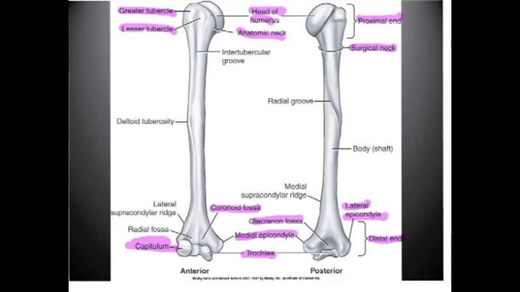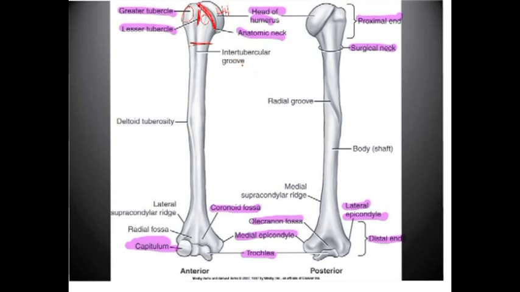Here's a diagram. Here we have the head of the humerus. Here we have the greater tubercle, and here we have the lesser tubercle with the bicipital groove residing here. We have the anatomic neck. Then we have the surgical neck residing in this area. Notice how the anatomical neck is more proximal to the humeral head, while the surgical neck is more distal.